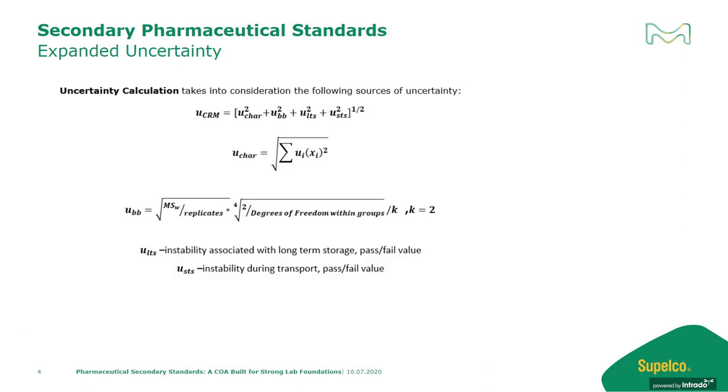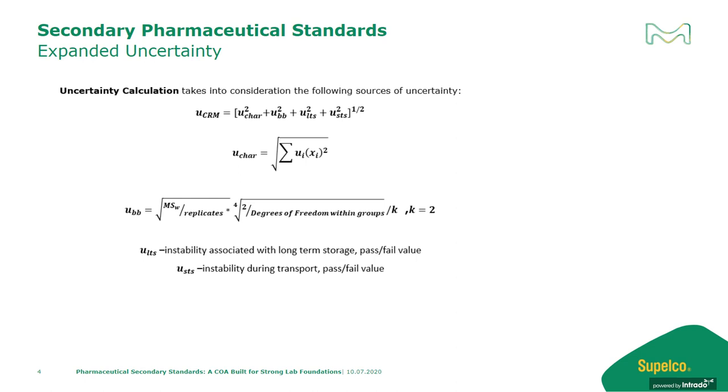The between bottle calculation involves an analysis of variance, where the square root of the mean of squares within groups, or replicates, is divided by the number of replicates, which is then multiplied by the quad root of 2, which is the ideal Gaussian coverage factor, divided by the degrees of freedom within groups. And then this whole term is divided by k equals 2 for ideal populations.